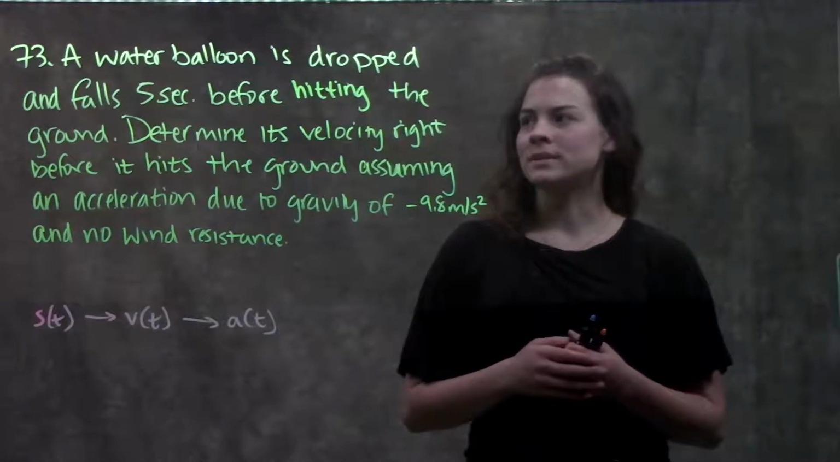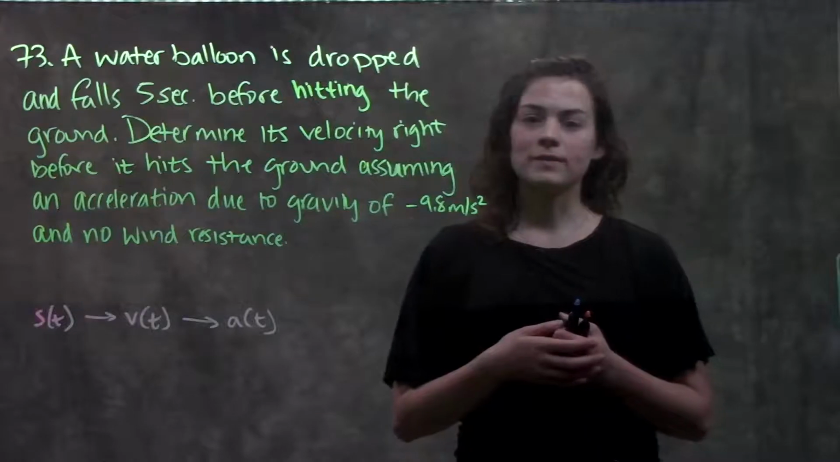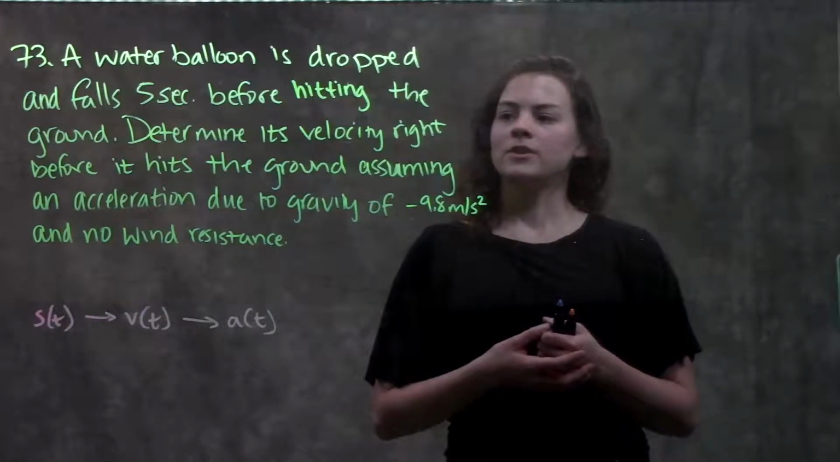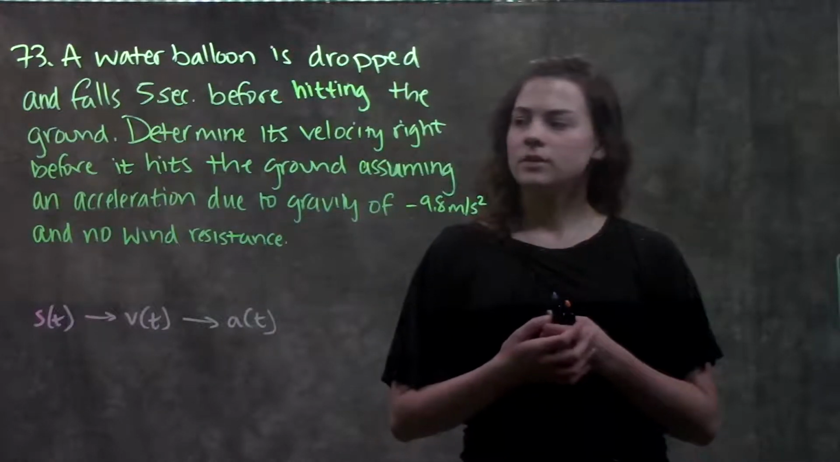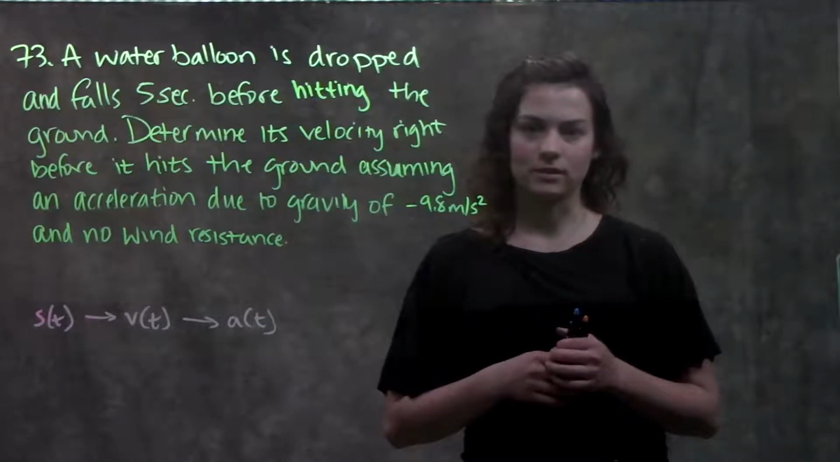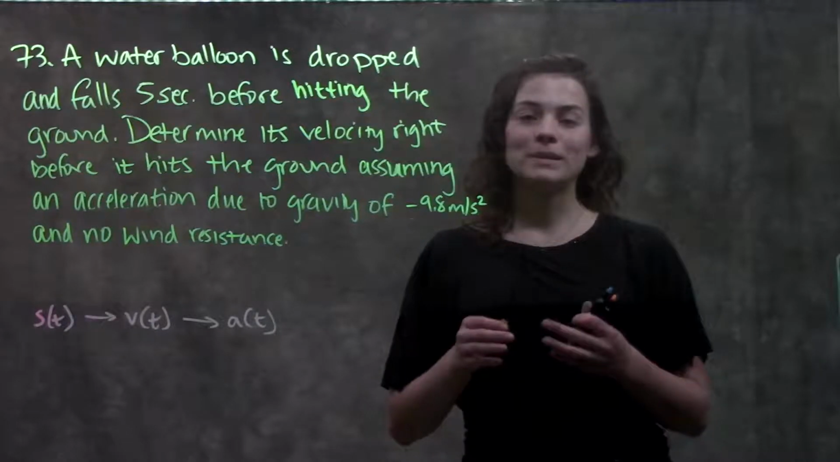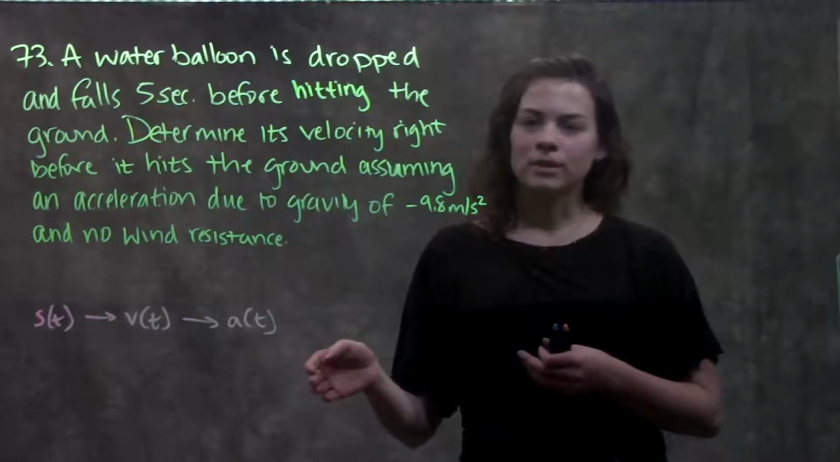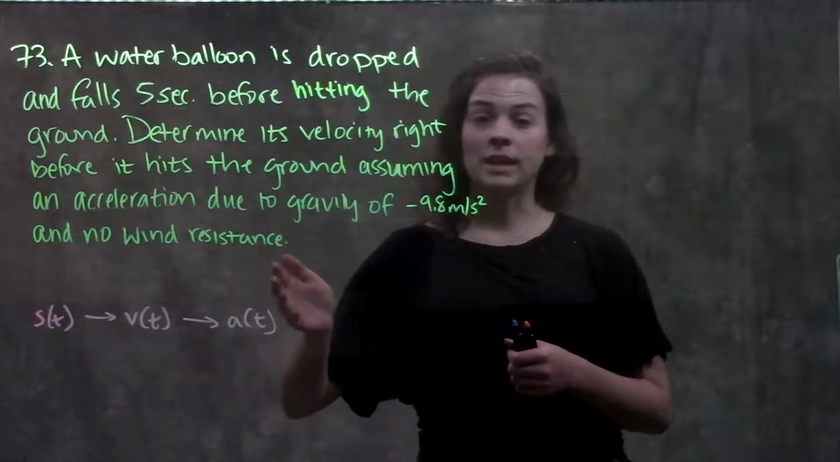So this problem tells us that a water balloon is dropped and falls 5 seconds before hitting the ground. Determine its velocity right before it hits the ground, assuming an acceleration due to gravity of negative 9.8 meters per second squared.